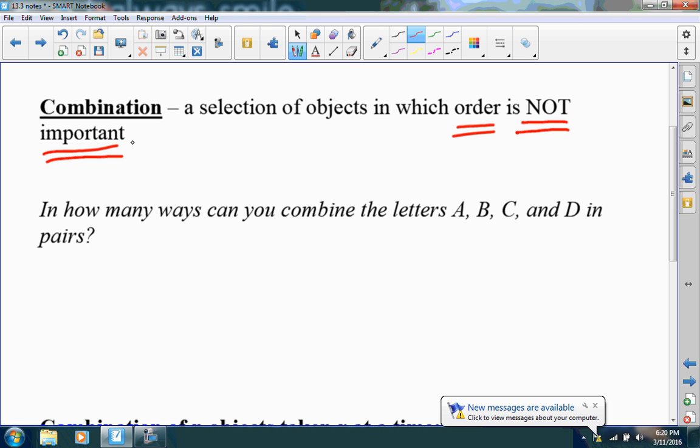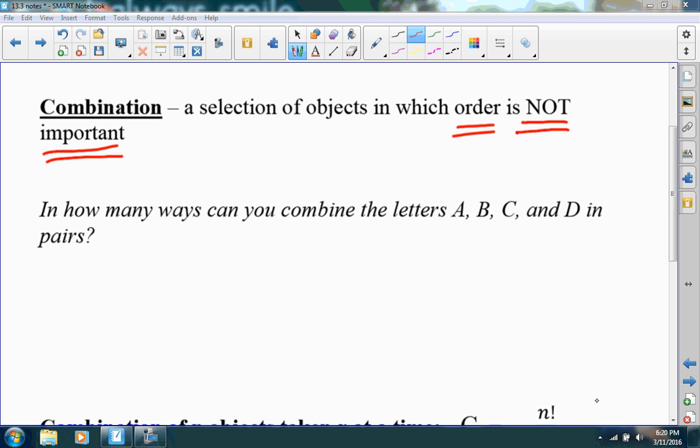So this is like where you would say, I want sausage and pepperoni on my pizza, and somebody else says, I want pepperoni and sausage. It's the same two toppings. It doesn't matter what order they are when you say them. They're still going to put the same two toppings on your pizza.